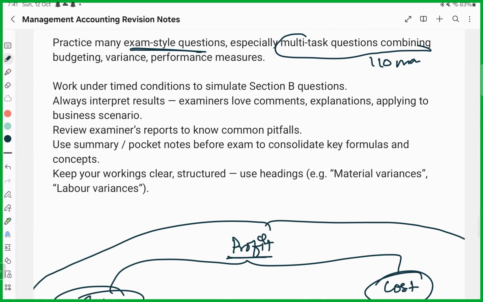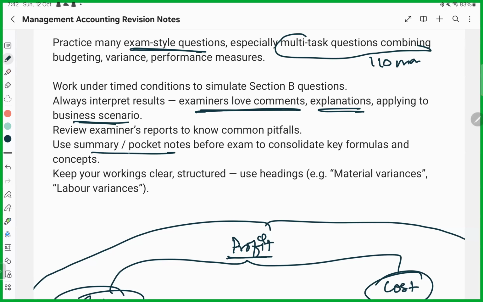Also, in the exam you will find that the examiner mostly loves comments or explanation, so try to give comments or interpretations. You should understand how to interpret the results. Once you know what all the variances mean, you will easily be able to comment on the result. So from the ACC exam point of view, you should not just focus on remembering the formulas or the concepts. You should try to understand the concept and interpret the results. Once you understand the concept, you will be able to interpret the results properly.